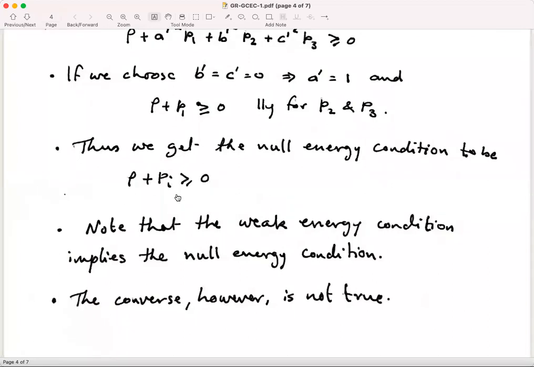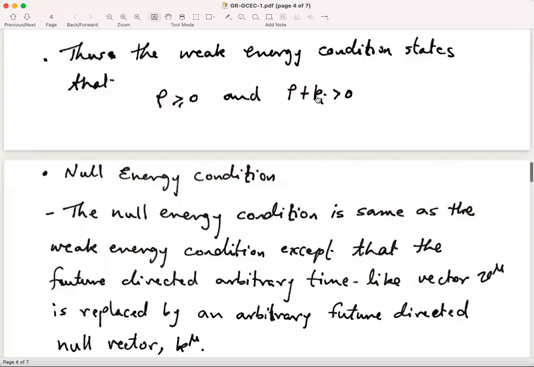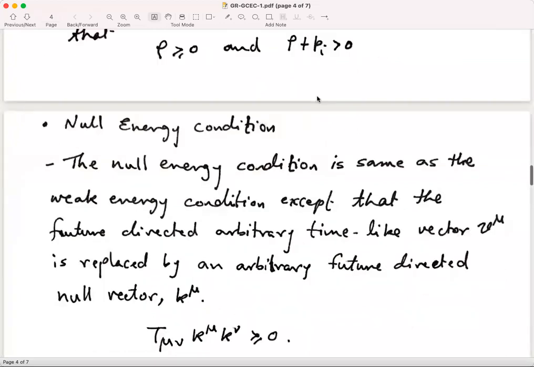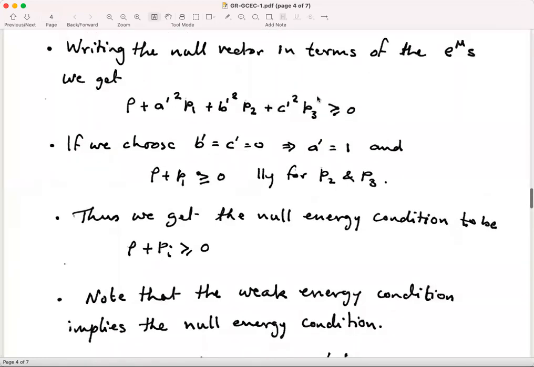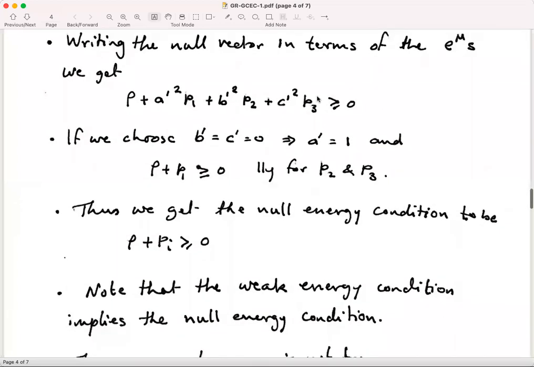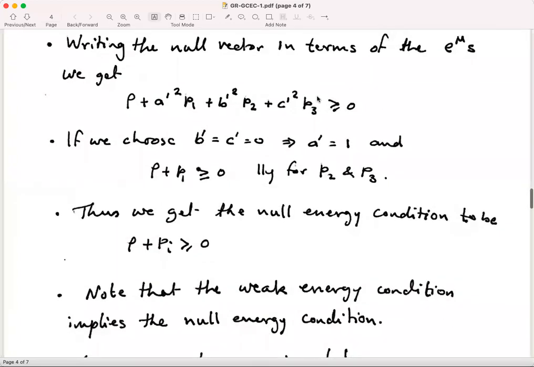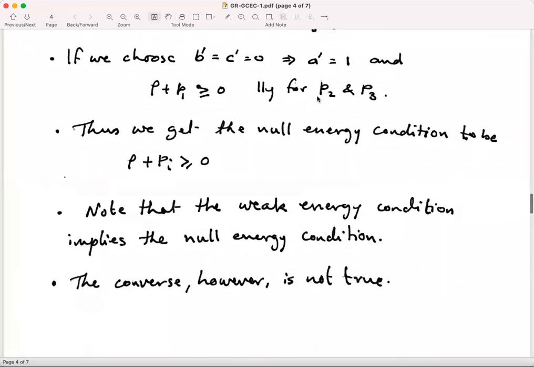The converse is not true, clearly, because rho plus P can be equal to zero in the null energy condition, which clearly doesn't exist for the weak energy condition. So therefore, weak energy condition implies null energy condition. And therefore, if some matter distribution satisfies the weak energy condition, there is no need for you to check the validity of the null energy condition. But if it satisfies the null energy condition, that does not guarantee that the weak energy condition would necessarily be satisfied.